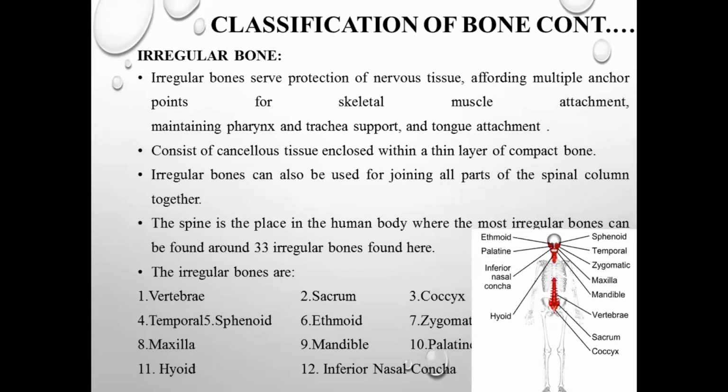Next is irregular bone. Irregular bone serves to protect nervous tissue, affording multiple anchor points for skeletal muscle attachment, maintaining the pharynx, tracheal support, and the tongue attachment.